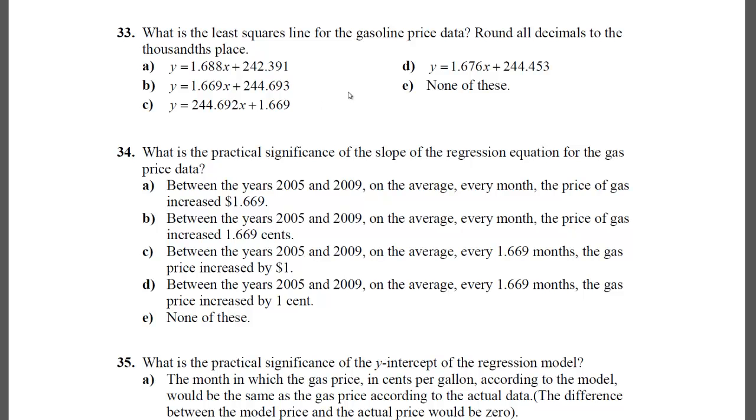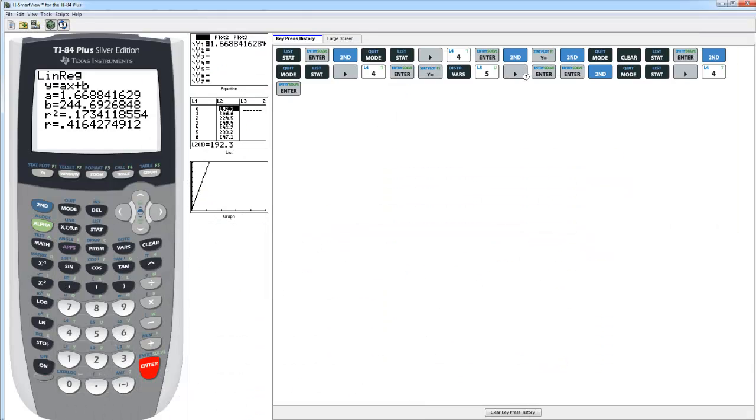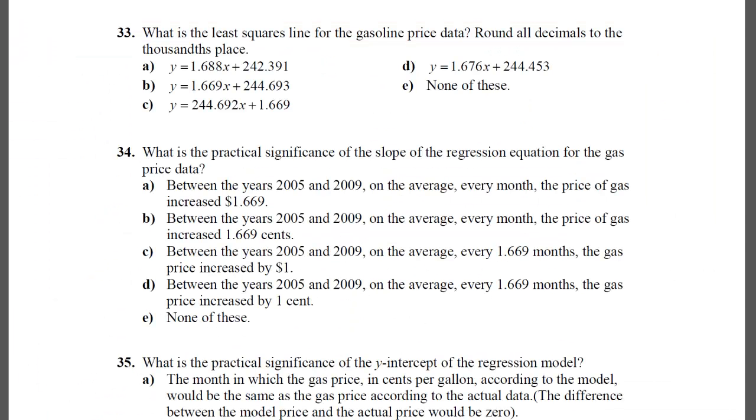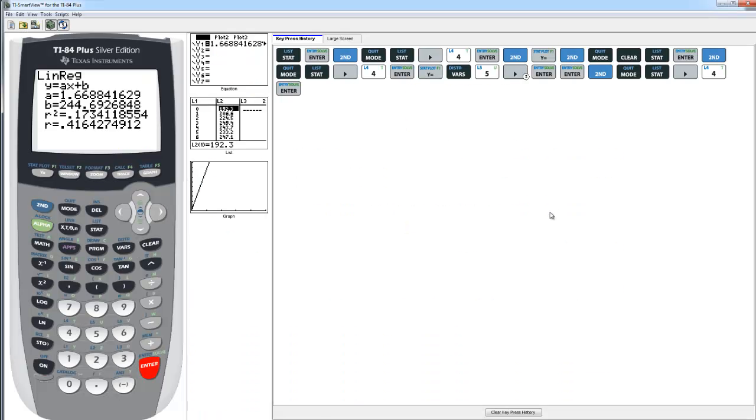Next question is number 34: what is the practical significance of the slope? Okay, so we have to find the slope, and we have to figure out what the units of measure would be. Now, if you recall, when we look at a slope, the units of measure matter. We can leave this screen here for the moment.